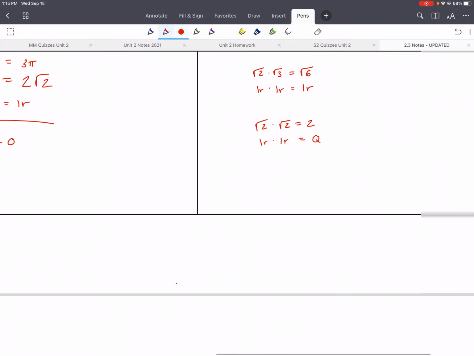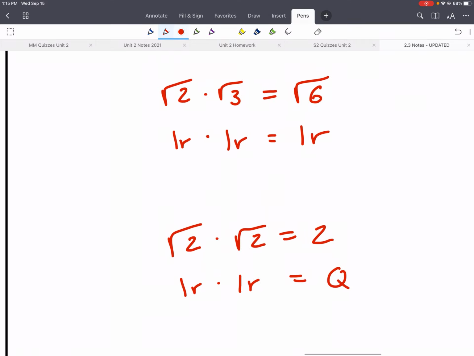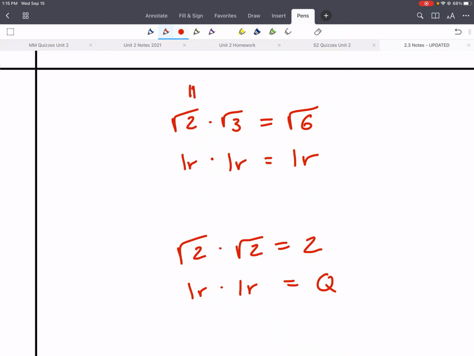Okay? And then with multiplication, we could do something like pi times pi. That's going to be 9 point something, I don't know. Or the square root of 2 times the square root of 3, which is the square root of 6. So in these cases, not no matter what, but in these cases, our answer is irrational.